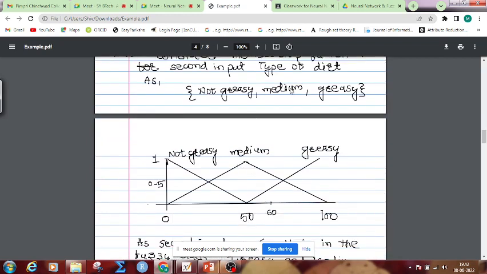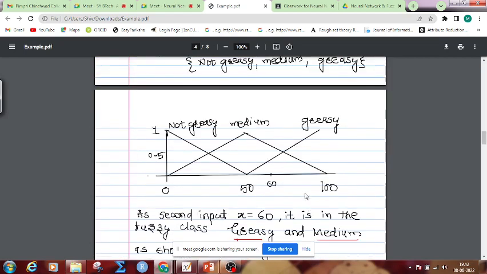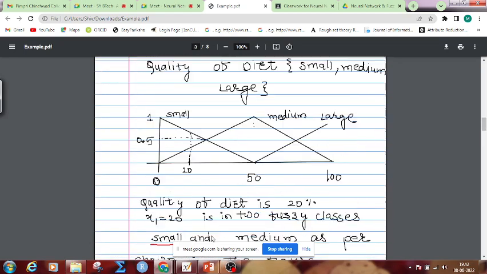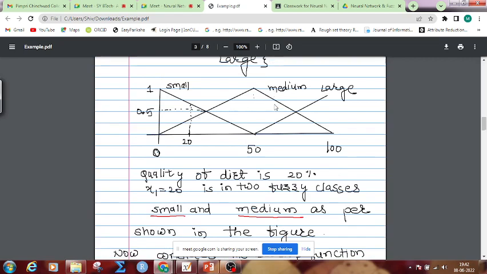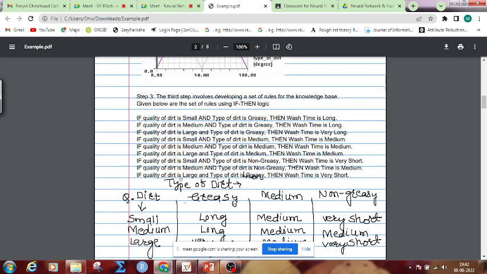Let us check x2 also. The value for x2 is 60%. So 50, 60, this is 75 actually. So 60 comes under the class greasy as well as medium. Greasy, medium, and here small and medium. So in which rules are we interested? Greasy, medium.